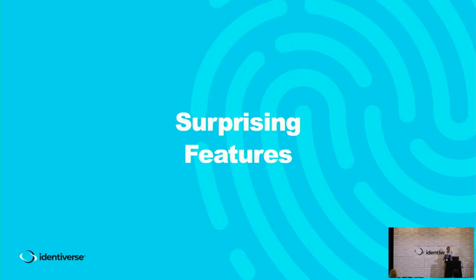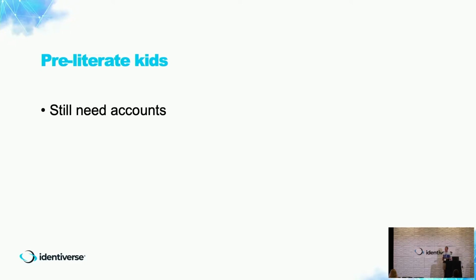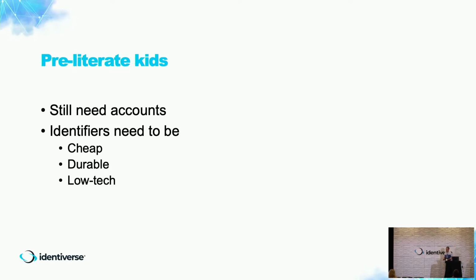So let's talk about some features that I found surprising when I started to talk to some of these clients that were deploying into schools. The first is, and again, not all this will apply to everybody, but pre-literate kids actually have an interesting problem, right? They can't type in a username and password. They still need accounts because you still want to track their progress if you're in an educational app. And so therefore, you need some kind of identifier. Otherwise, you're going to have that poor kindergarten teacher running around trying to log in 30 kids every day. The identifiers need to be cheap, durable, and low-tech, and something that you can actually hand to a kindergartner.